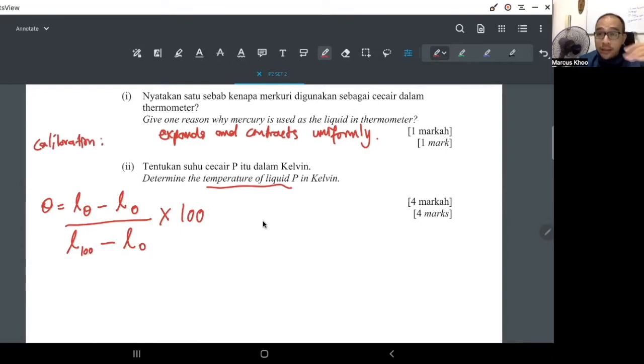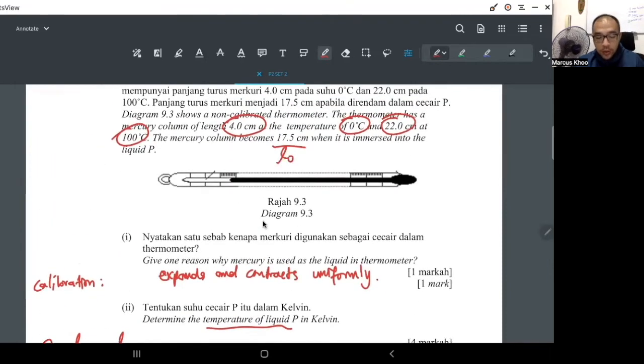Okay, now there are a lot of L's over here, but can just remember, okay, the length at the temperature that you want to find, this is L theta, okay, 17.5 centimeters. When it is immersed, when it is at a certain temperature, it becomes 17.5. And then if you see this one, 4 cm when the temperature is 0 degrees Celsius. So this is L0. Okay. 22 cm at 100 degrees Celsius. So this is L100.